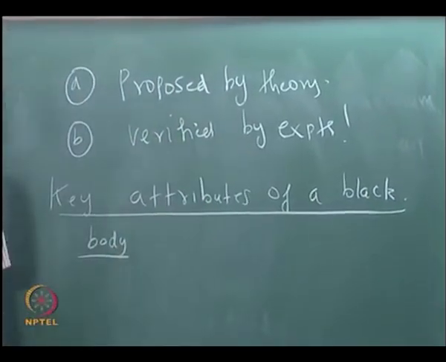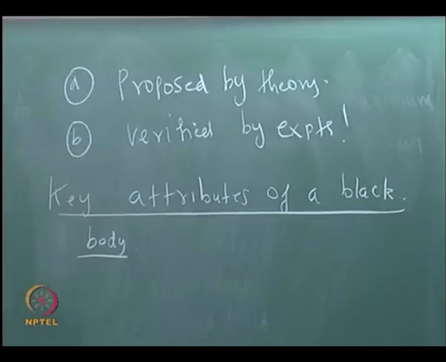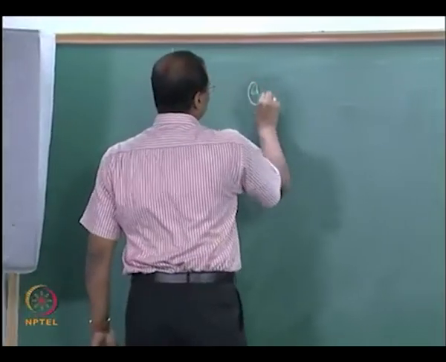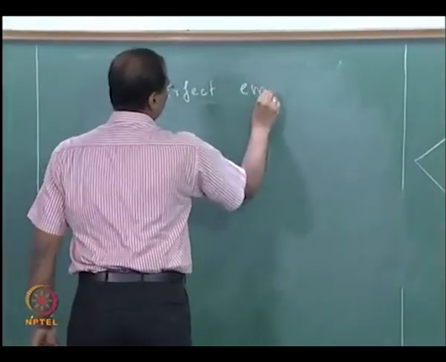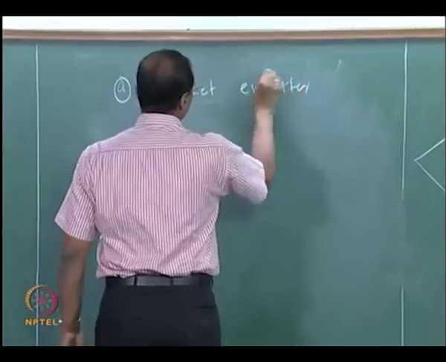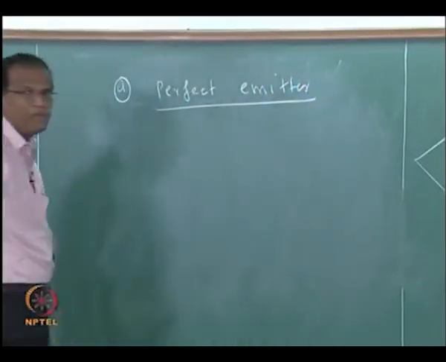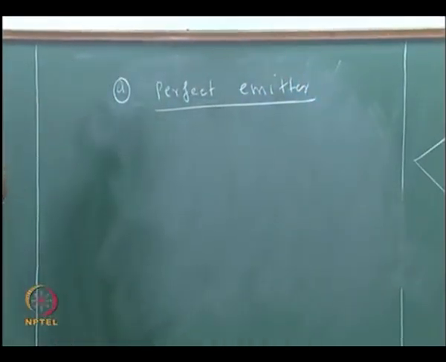The key attributes of a black body. It's a perfect emitter. Perfect absorber is already there in the definition. Sir, if black body is a perfect emitter, then it should have a color. Right?